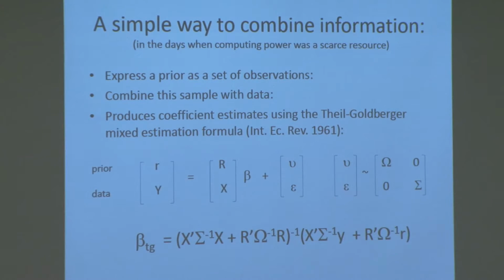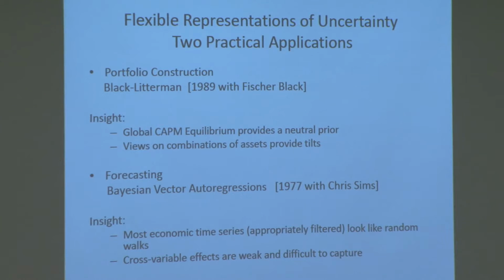And then what I tried to do was think about how we can use that framework to come up with practical solutions. The two applications are, first, in portfolio construction, that's Black-Litterman in 1989 with Fisher Black. The insight there, what's incorporated into the prior, is that the global CAPM equilibrium provides a neutral perspective on expected returns, and then we can tilt away from those. And it turned out that was a very useful way of thinking about portfolio construction.